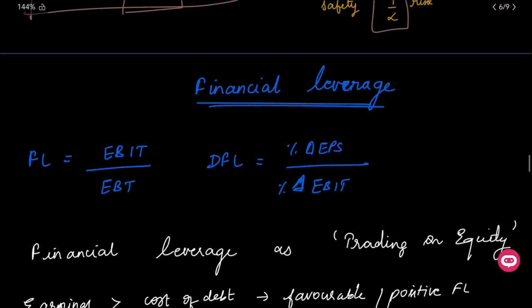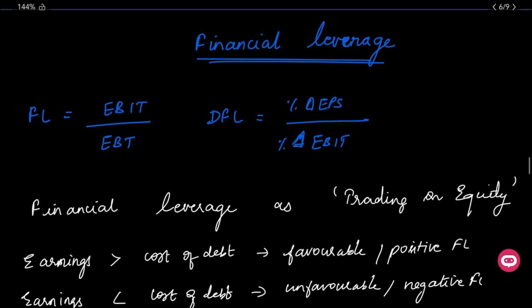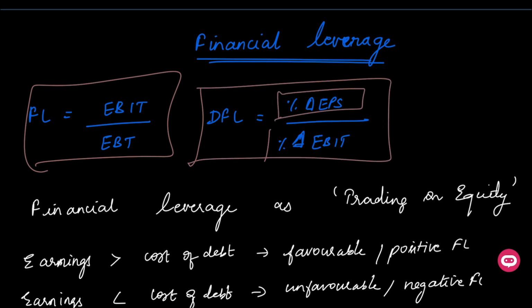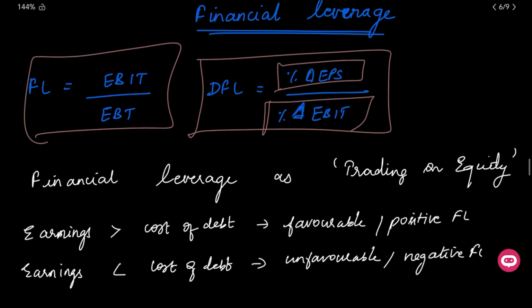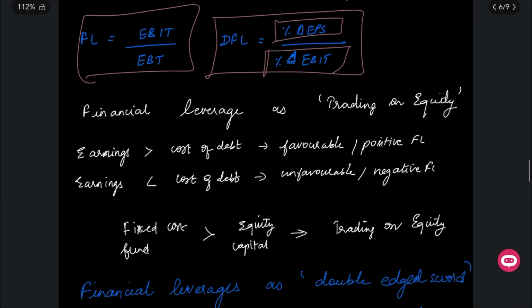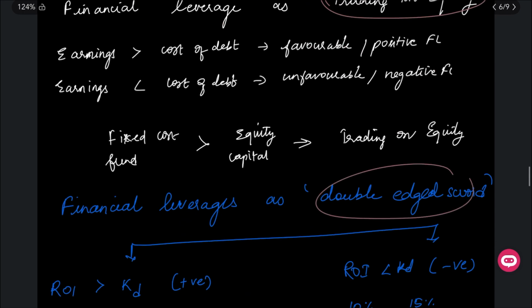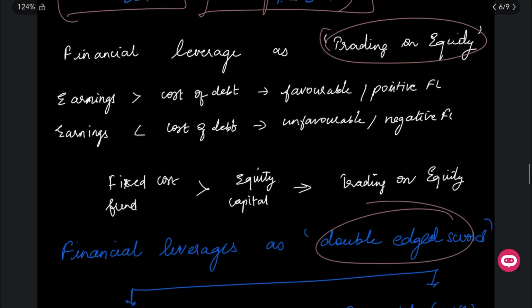Coming to the next leverage, which is financial leverage. Financial leverage is nothing but EBIT divided by EBT. Only the interest will be changing here, and to calculate degree of financial leverage, it is percentage change of EPS divided by percentage change in EBIT. Now, this financial leverage also has two terms. One is trading on equity and the other is double-edged sword. Now we'll understand why it is called trading on equity. When you use debt as a tool to increase your earnings, then it is called trading on equity.